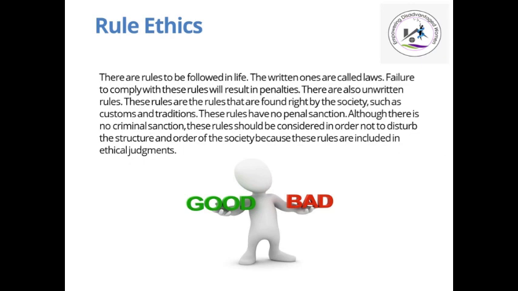Rule ethics. There are rules to be followed in life. The written ones are called laws. Failure to comply with these rules will result in penalties. There are also unwritten rules. These rules are the rules that are found right by the society, such as customs and traditions. These rules have no penal sanction. Although there is no criminal sanction, these rules should be considered in order not to disturb the structure and order of the society because these rules are included in ethical judgments.